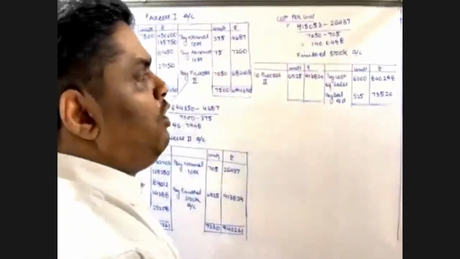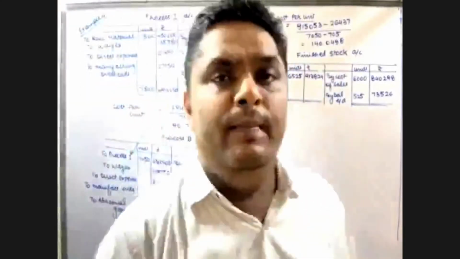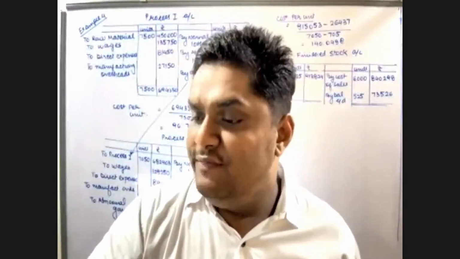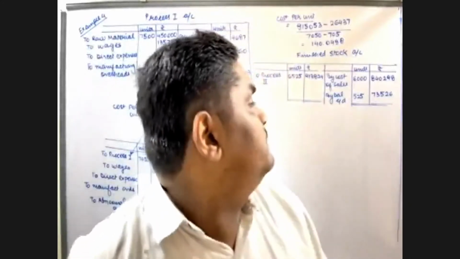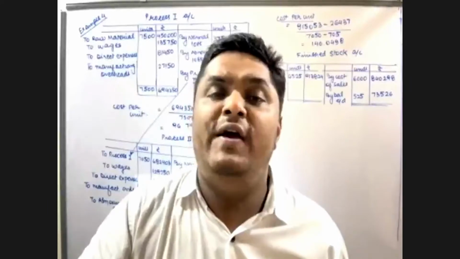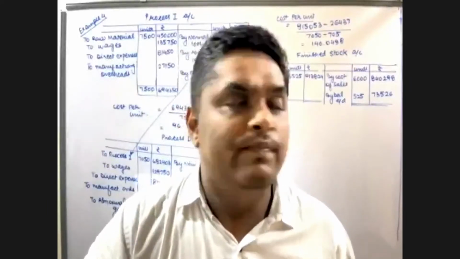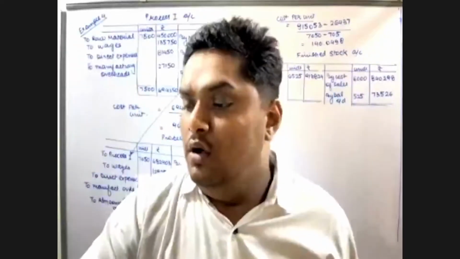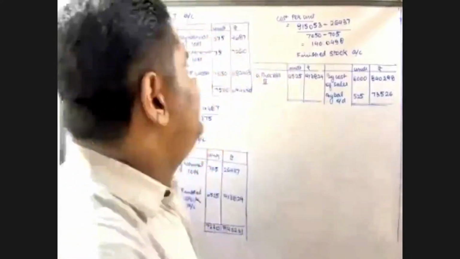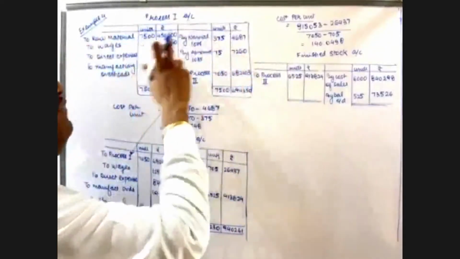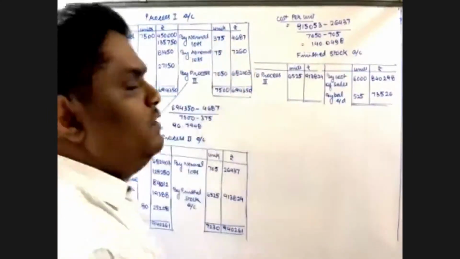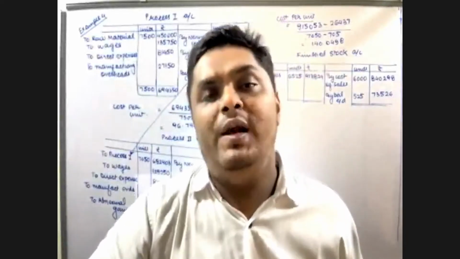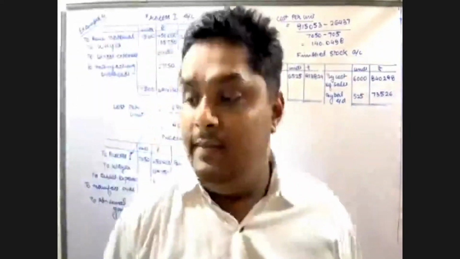So this is how finished stock account is to be prepared, wherein out of 6,525 units, Varsha, have some patience. Out of 6,525 units, 6,000 units were sold and balance 525 are still in stock. So Varsha, how have you calculated 375 units? It is 7,500 into 5%. This is how 375 units are calculated. And 375 into 12.5 is 4687.